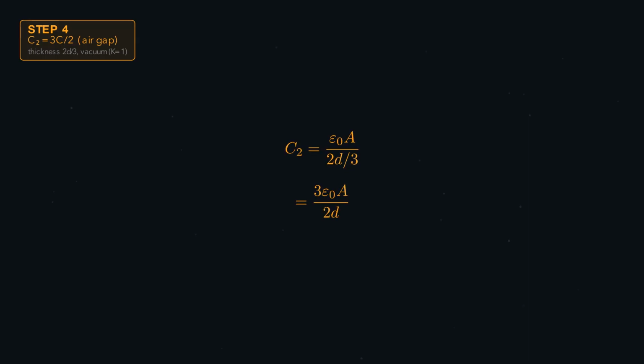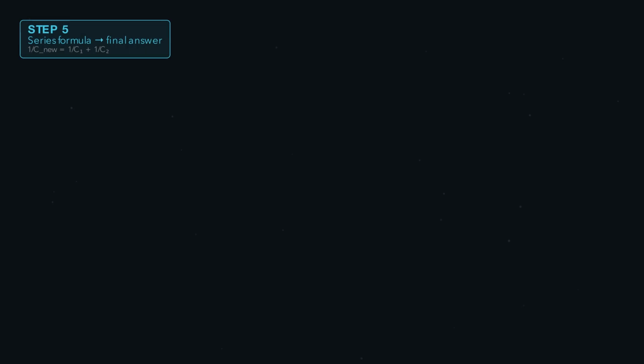We now apply the series formula. 1 over C-new equals 1 over C1 plus 1 over C2. That's 1 over 3Kc plus 2 over 3c. Bringing them to a common denominator gives 1 plus 2K over 3Kc. Flipping it, C-new equals 3Kc over 2K plus 1.